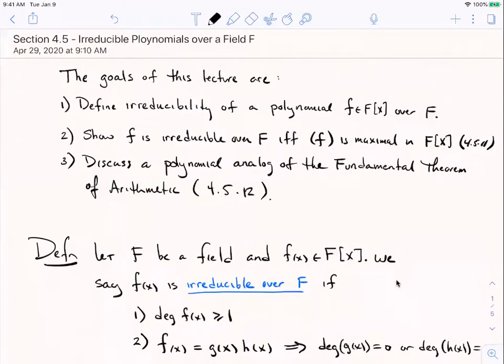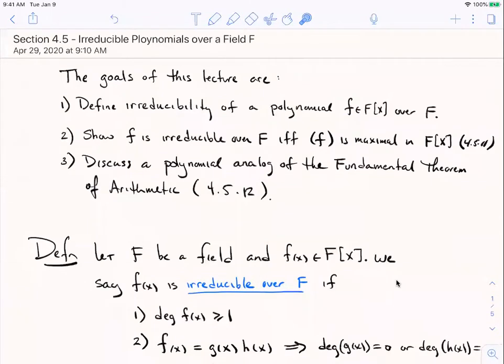In this video lecture, we're going to wrap up our work in section 4.5 about polynomial rings over a field. In particular, I want to develop the notion of what an irreducible polynomial over a field is. So you can see our outline here. I'll just walk you through it. I want to define what I mean by an irreducible polynomial over a field.